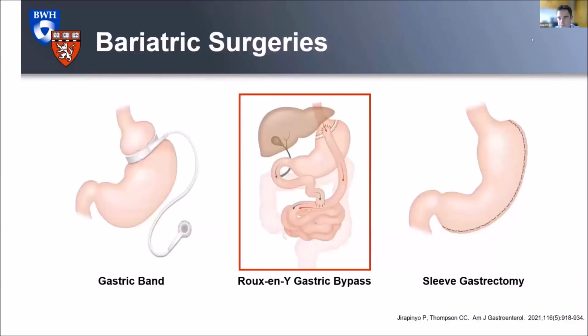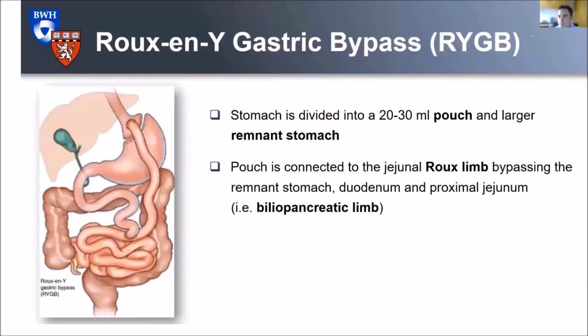Moving on to Roux-en-Y gastric bypass. During the surgery, the stomach is divided into a 20 to 30 cc pouch, and the remnant stomach is excluded.